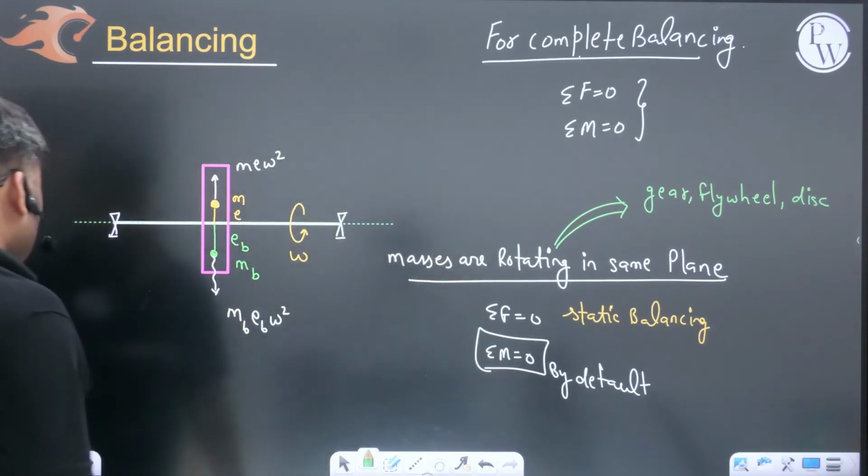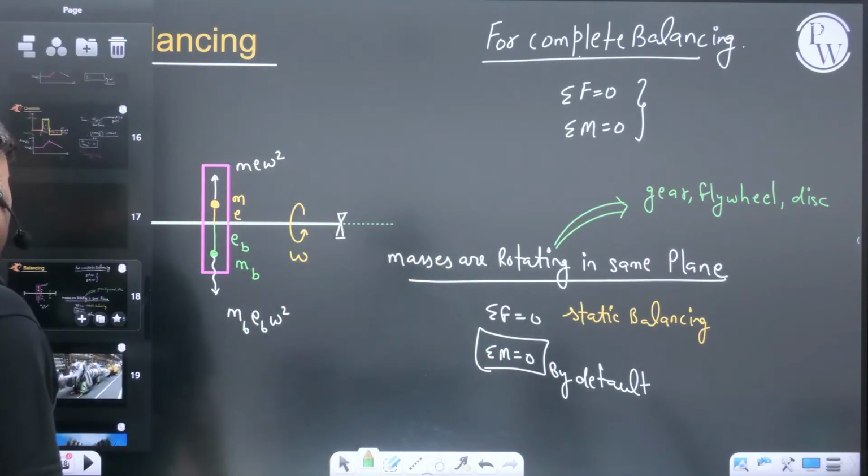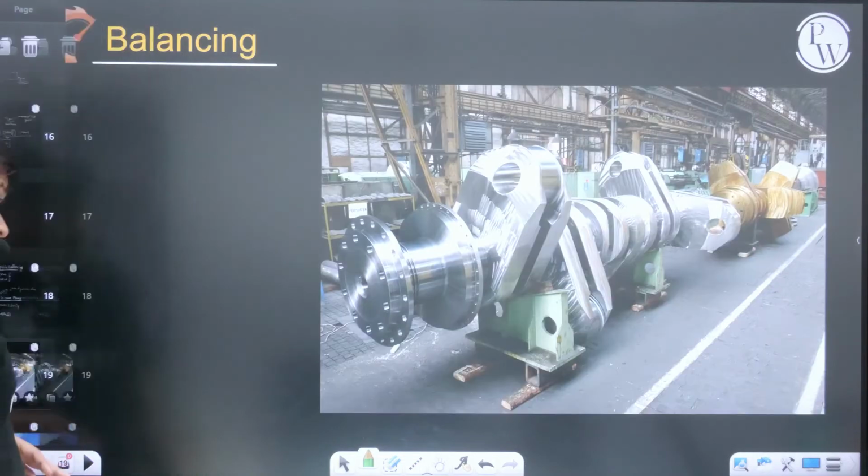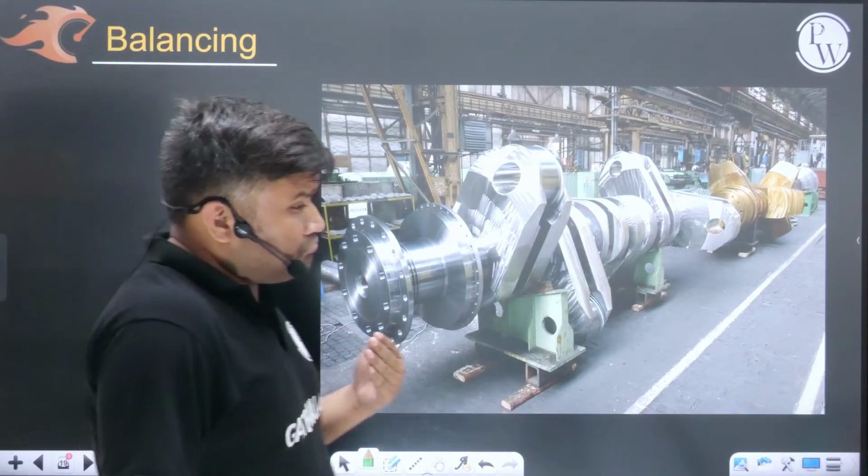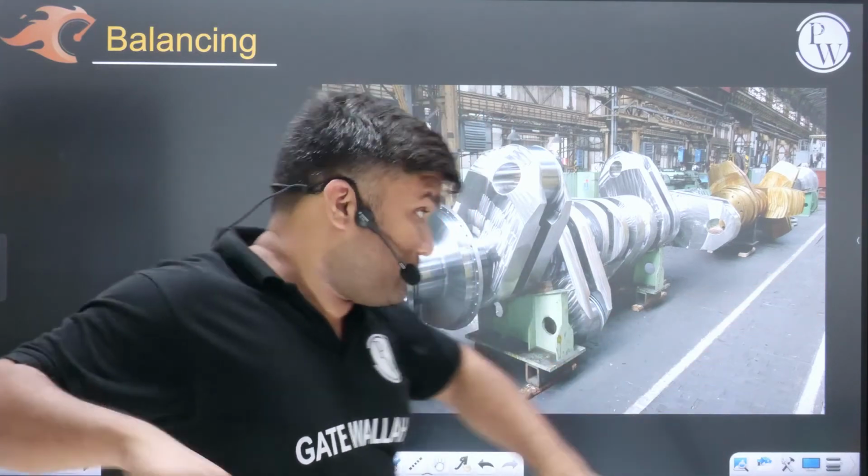Sometimes you may have situations where parts have a considerable amount of longitudinal dimension. The radial dimension is there, and the length along the shaft is also considerable. Look here, look here.